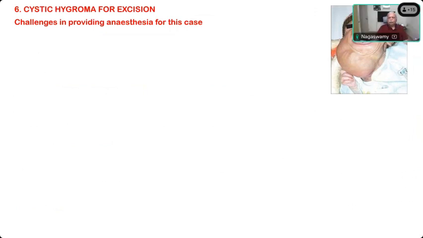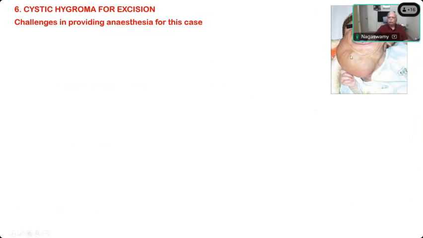Shared airway? This is usually outside. You can make an incision. It's like a thyroid excision, cystic hygroma. You can make an incision on the skin and remove the swelling. Since it is a big swelling, there will be fluid shift.